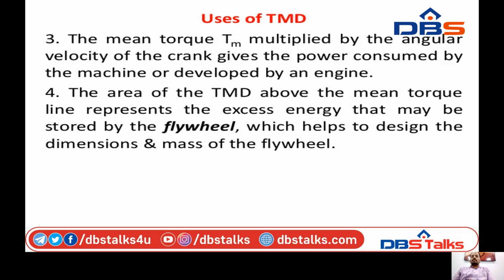The area of the TMD above the mean torque line will represent the excess energy that may be stored by the flywheel, which helps to design the dimensions and mass of the flywheel. So, after getting the mean torque line Tm, we will draw a line on the graph. Above this mean torque line, we represent the excess energy, and this excess energy will be stored in the flywheel, so as to maintain the engine in a smoother manner. According to that, we have to design the shape of the flywheel.